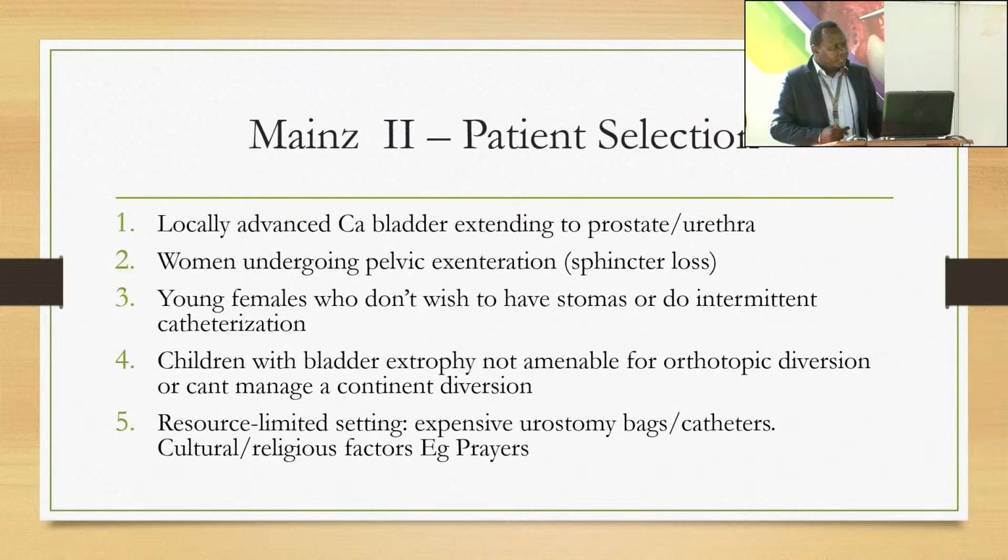And careful patient selection for Mainz 2 is important because you have to choose patients who will be able to tolerate it. It is a very good method, especially for our Muslim community, because they mostly do not like ileoconduits because of the leakage of urine around there. And also when they go to pray in the mosque and they are bending down, it becomes a bit messy. So this is a preferable method since it's a continent mechanism than the ileoconduit.